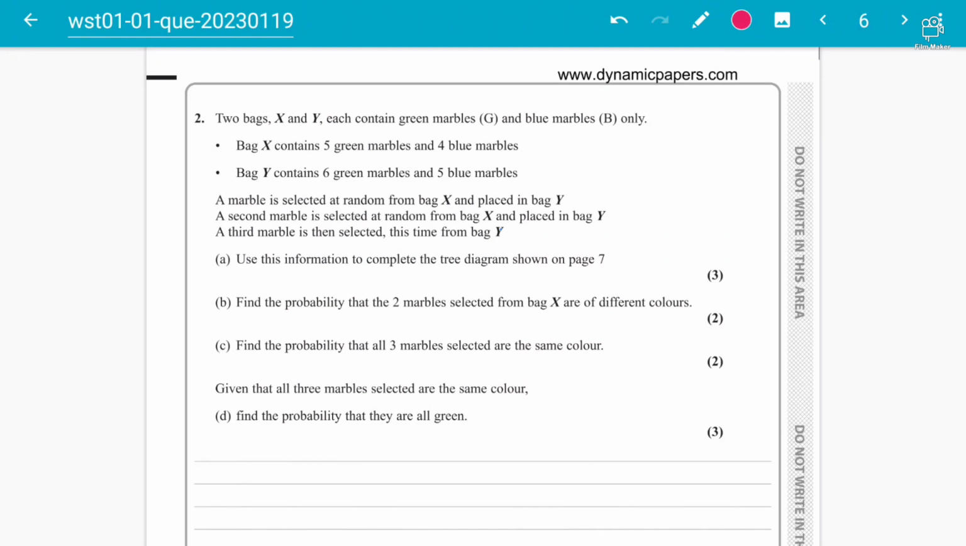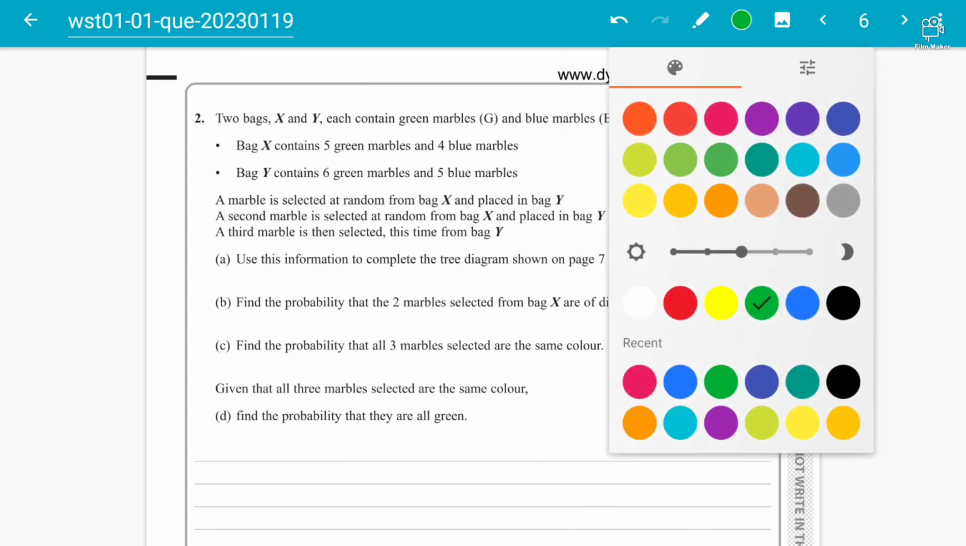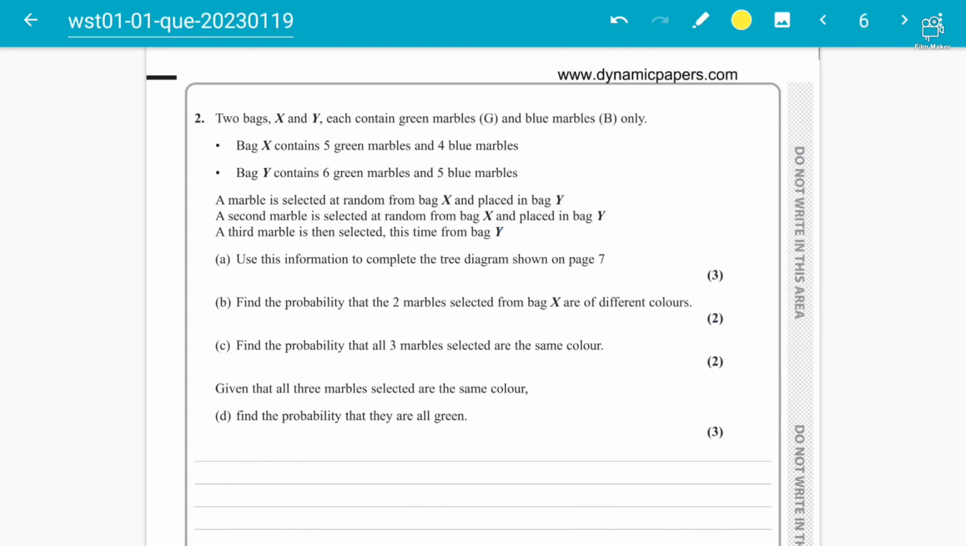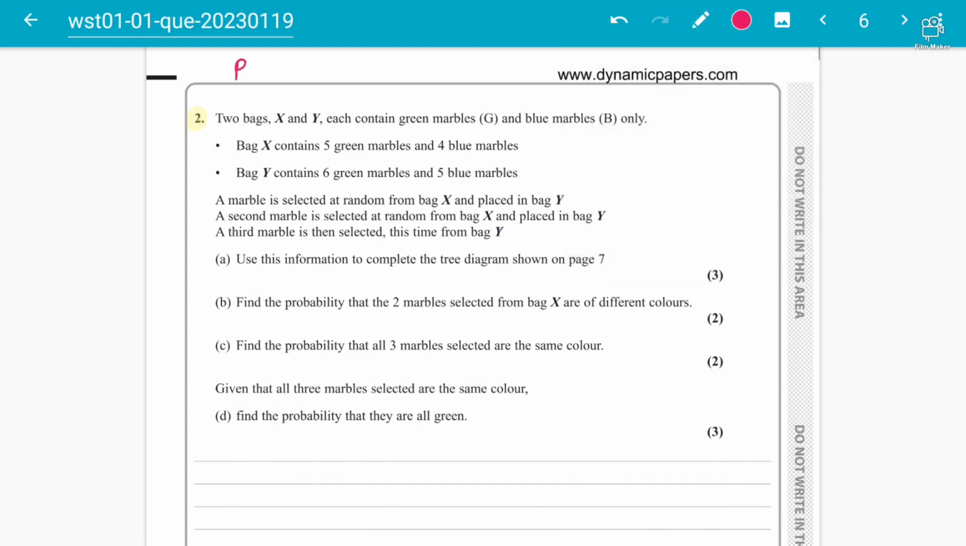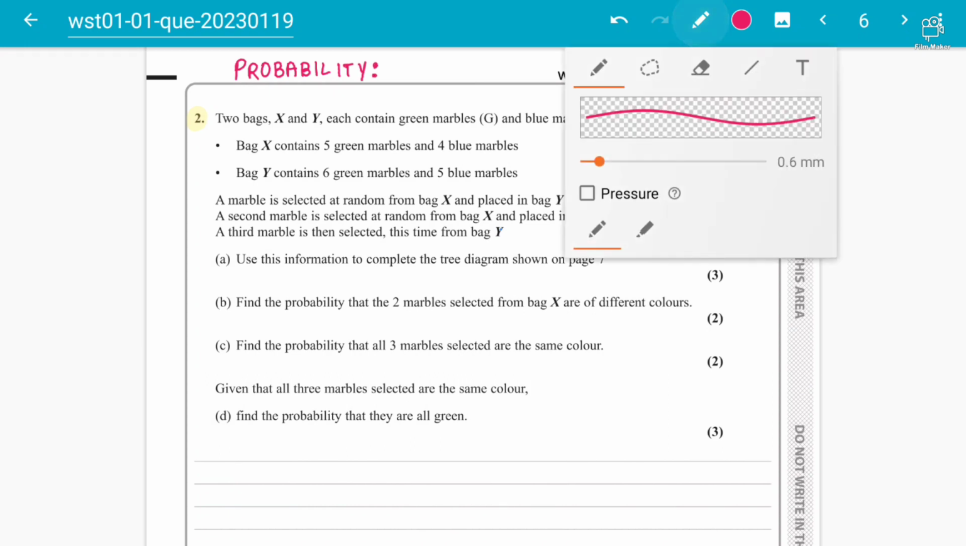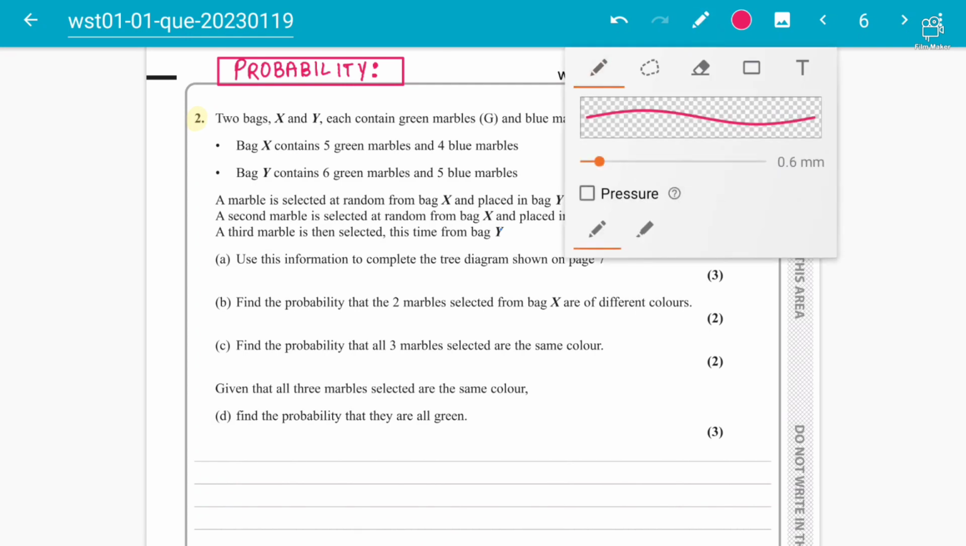Moving forward students, question number 2 of the recent WST01 January 2023 statistics paper talks about probability, and we are going to discuss how to solve the whole probability question. It's a 10 marks question based on the chapter of probability. So make sure first the concepts are strong and you understand this topic very carefully.